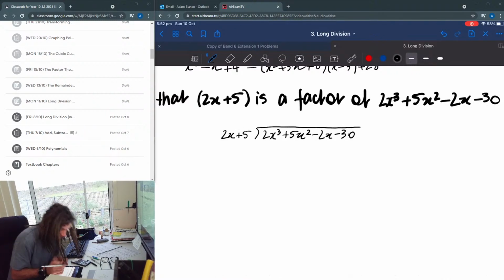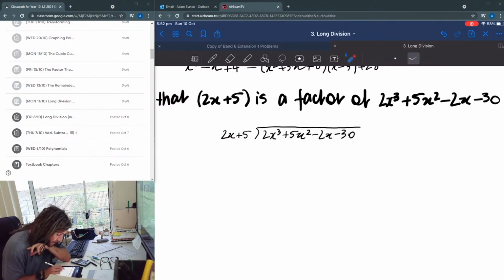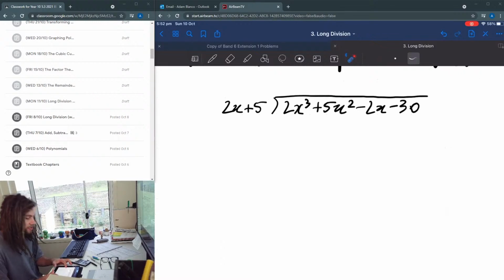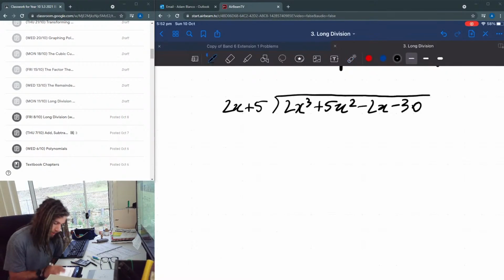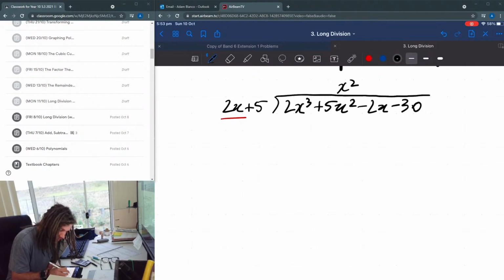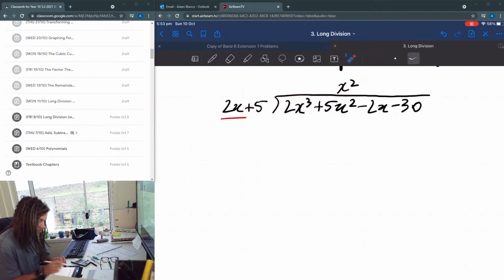Okay, this one's a little bit different because I've got this 2x here. My terms are in order. I have all of them: x cubed, x squared, x to the power of 1, x to the power of 0. So I'm good, I don't have to add any 0 terms. I can start. I only really care about this first term. How many times does 2x go into 2x cubed? Well, x squared. Verification: this times this is this, so it should be good.